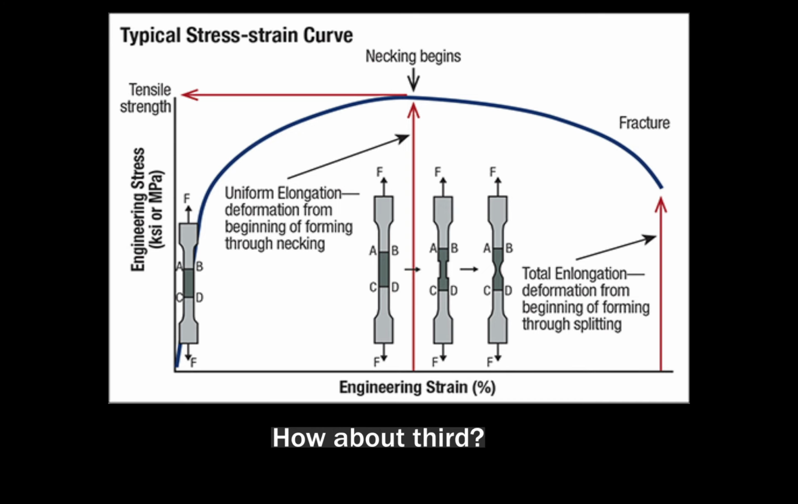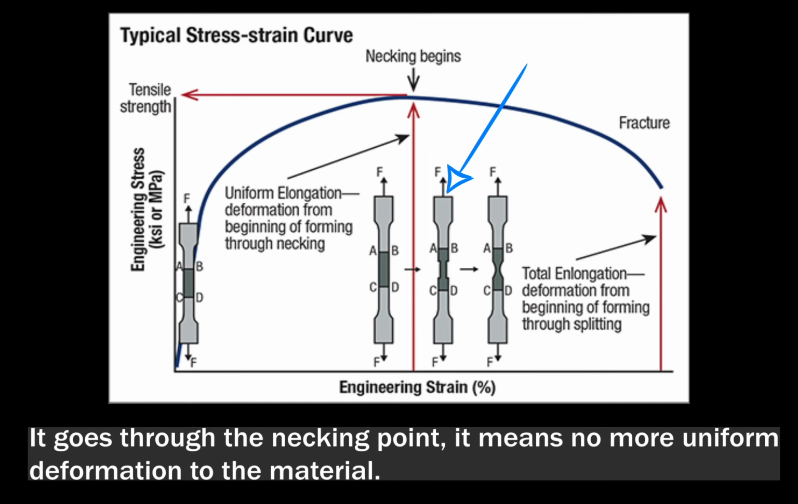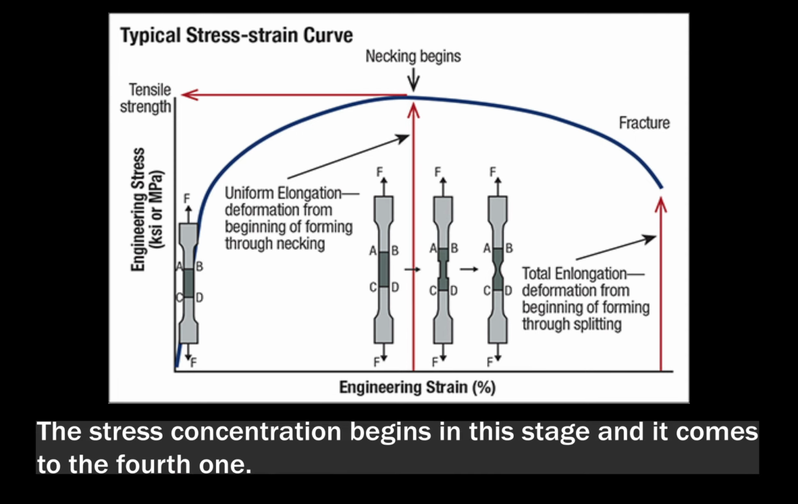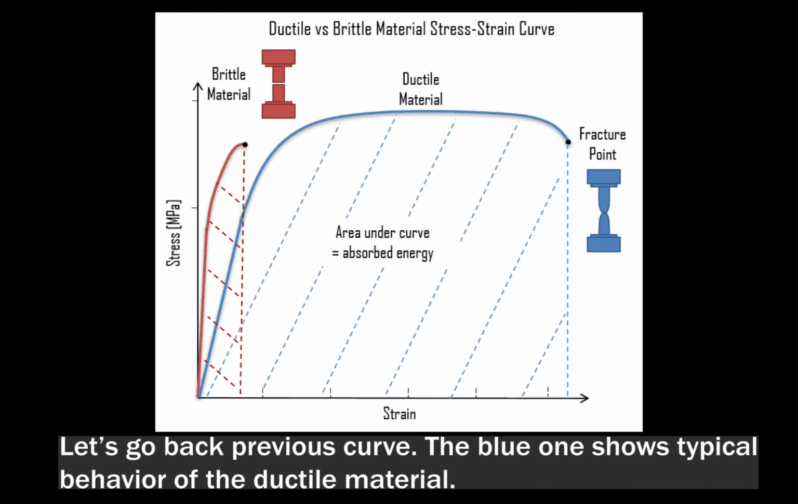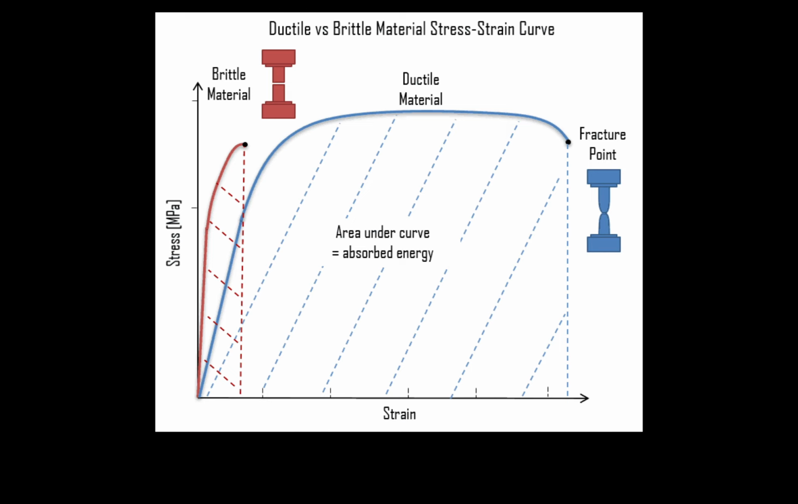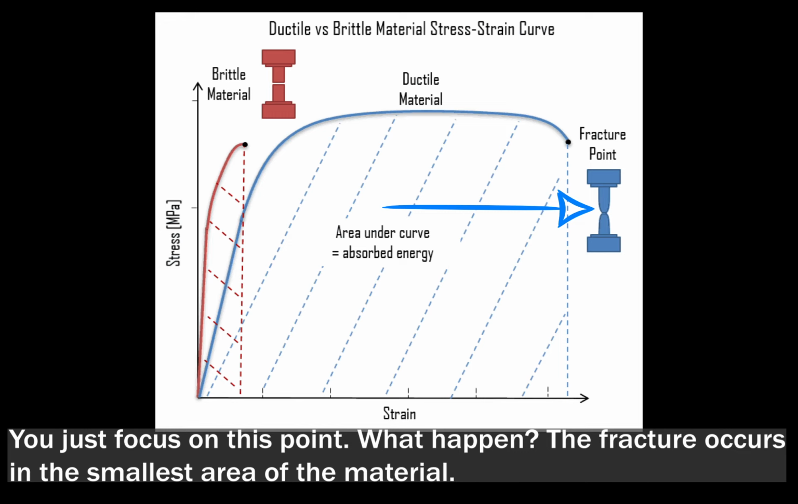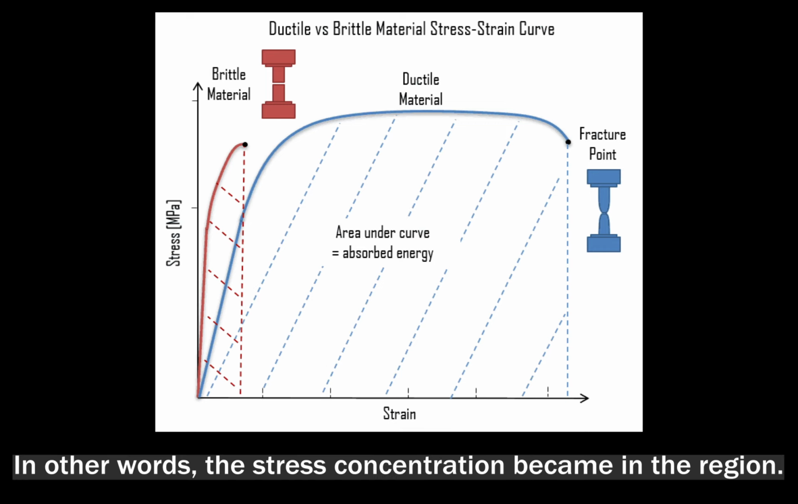How about the third? It goes through the necking point. It means no more uniform deformation of the material. The stress concentration begins at this stage, and it comes to the fourth one. And finally, we can easily know its destination. Let's go back to the previous curve. The blue one shows typical behavior of a ductile material. And then you just focus on this point. What happened? The fracture occurs in the smallest area of the material. In other words, the stress concentration happened in this region, right?